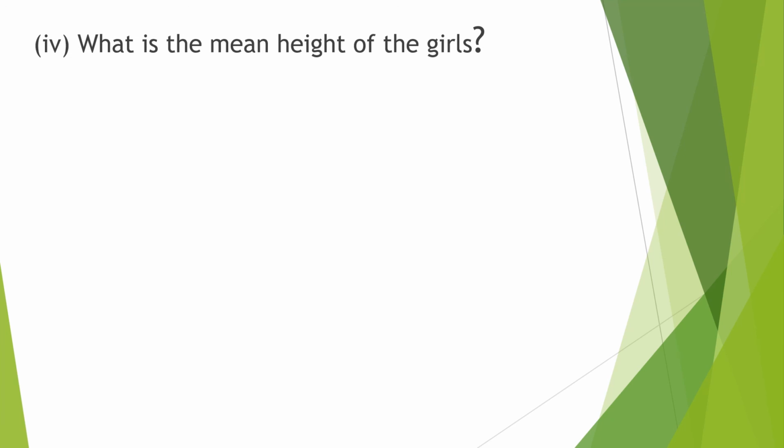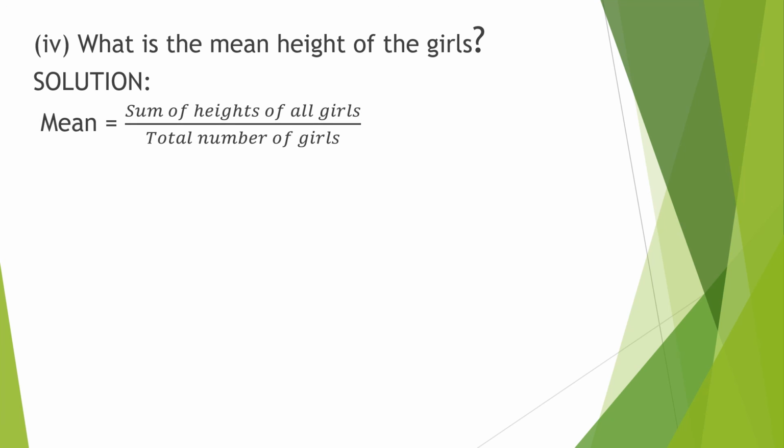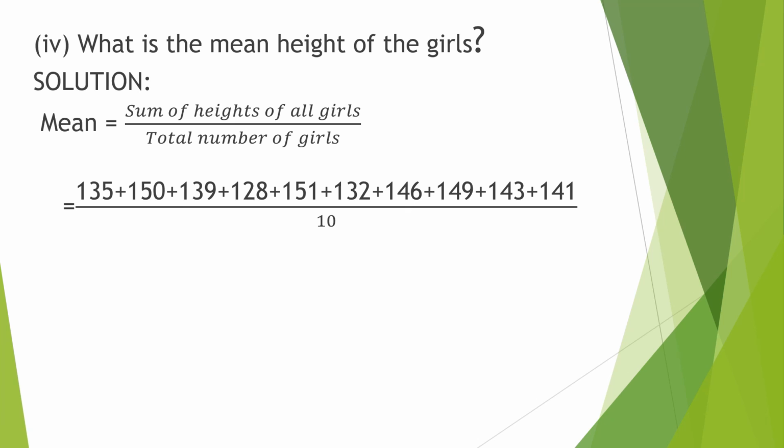Next, fourth part of the question, what is the mean height of the girls? So children, to find the mean height of the girls, we can add all the heights of 10 girls and divide by the total number of girls, which is 10. So mean equal to sum of heights of all girls upon total number of girls. So we get 1414 upon 10 equal to 141.4 centimeter.